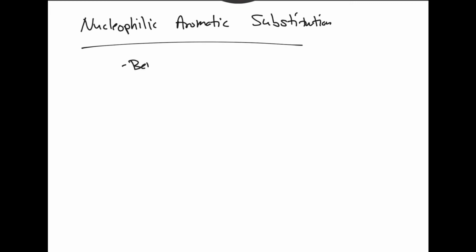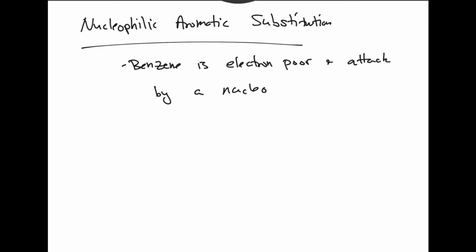So here, benzene is electron poor and attacked by a nucleophile. So here, the benzene is the electrophile. Right? It is the E+. It is the thing that needs electrons.